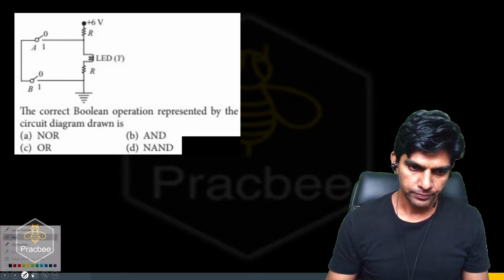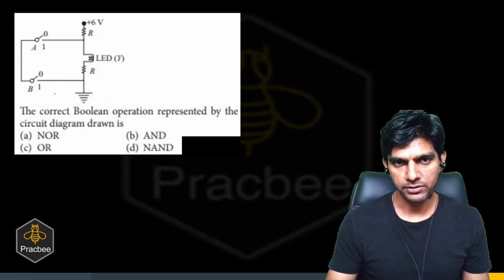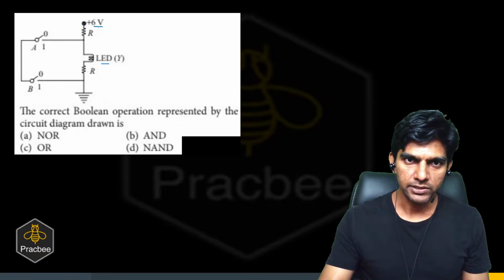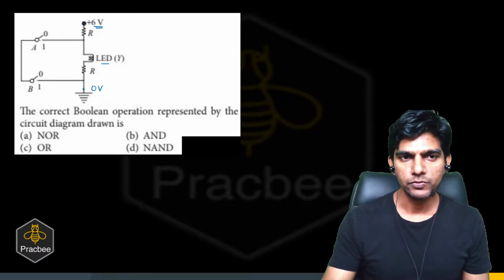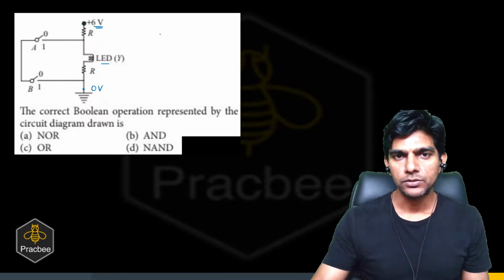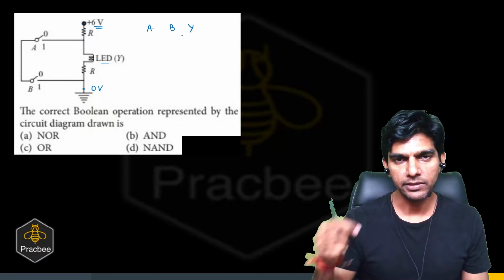Now in this question, we are given a circuit and we have to find which gate this diagram represents. Can you see there is an LED, and at one end of the LED we have 6 volts, at the other end it is grounded, so we have 0 volts. If the switch is open, it is a low signal. If the switch is closed, we have a high signal. So let us draw the truth table in this case. So A, B, and let us say Y is the output.